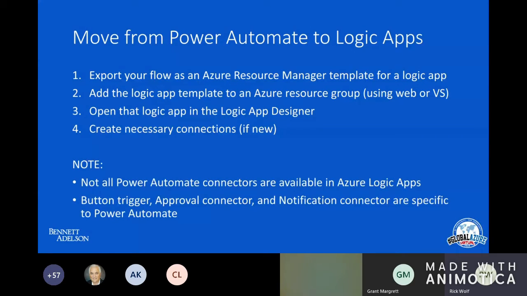Keep in mind that not all connectors that are available in Power Automate are available in Logic Apps. So the button trigger, the approval connector, and the notification connector are specific to Power Automate. So you'll have to account for that if you're moving some of those flows with those in them.